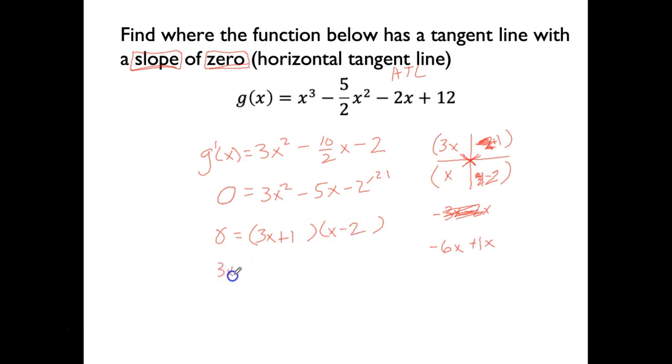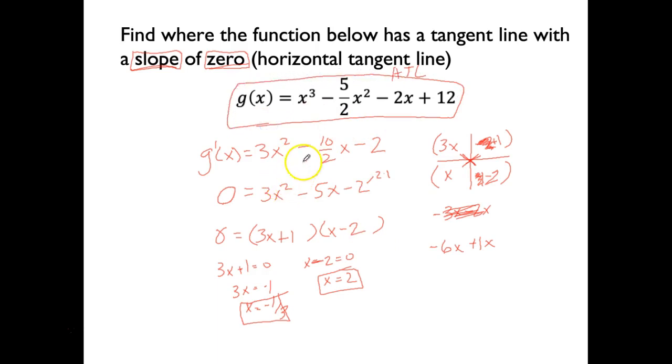And we just set each one of them equal to 0. Oh, x minus 2 equals 0. Okay, this is going to give us 3x equals negative 1, x equals negative 1/3. This one gives us x equals 2. Okay, those are my two places where I have horizontal tangent lines. If you were to graph this thing, you would see that it switched from increasing to decreasing, or vice versa, at these 2 points. It has horizontal tangent lines, slopes of 0, at those 2 points.